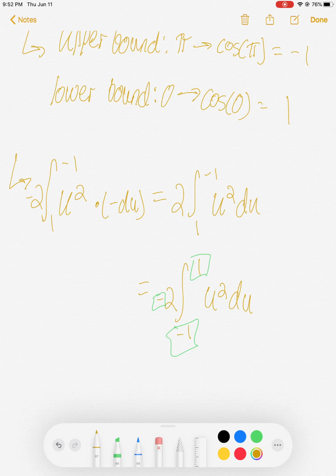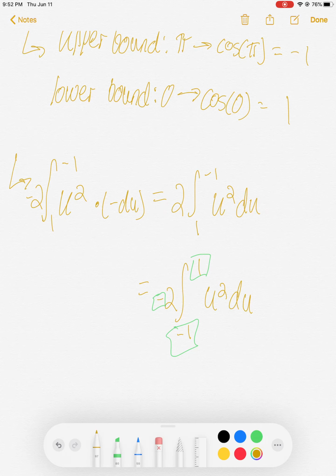Okay, so now I'm going to integrate. So I've got this -2. I'm going to come over here to give myself more space. So I've got -2 out front. U squared, well, I raise the exponent by 1, divide by my new exponent, so u cubed over 3. And I'm evaluating this from -1 to 1.